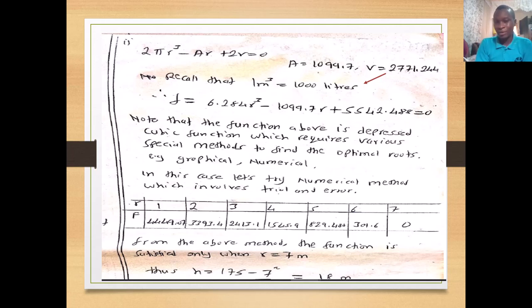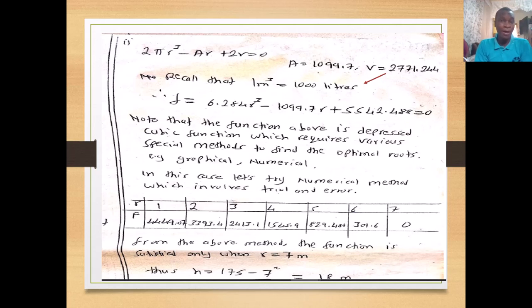So at r equals 7, the function is satisfied. We are getting 0. So from the above method, the function is satisfied only when r equals 7. And if you do this in a graph, you might end up having other values, but these values are going to be negative. Obviously we will ignore them, because logically a dimension of an object can never be negative.